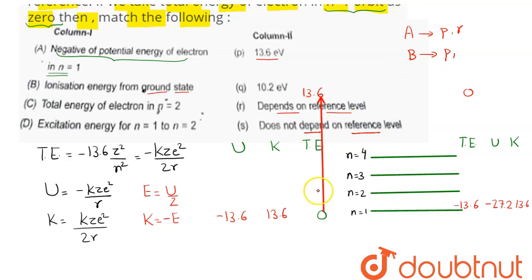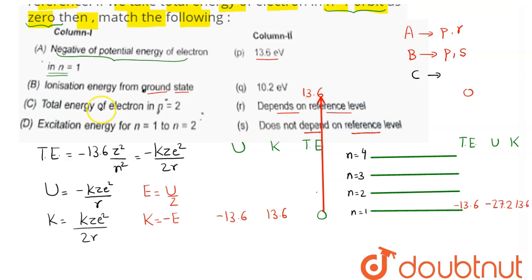Whether we take from n equal to 2 to n equal to infinity, since in this reference level for n equal to 1 we add 13.6 at the start and 13.6 at infinity also, the difference still remains the same. So it does not depend upon the reference level. Hence we have option P and S.